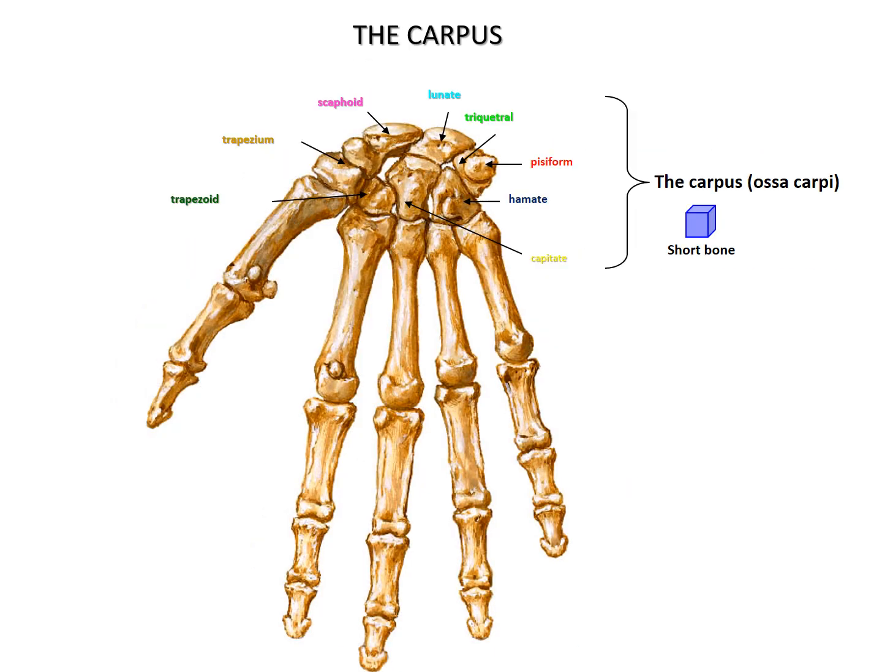The carpus consists of 8 short bones, which are arranged in 2 rows, proximal and distal. Each row consists of 4 bones. The proximal row of carpal bones consists of the following bones from lateral to medial side: scaphoid, lunate, triquetral, and pisiform. The distal row of carpal bones consists of the following bones from lateral to medial side: trapezium, trapezoid, capitate, and hamate.